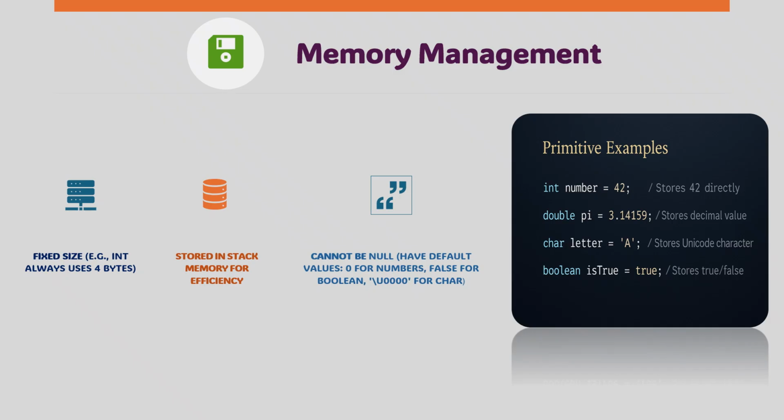So when we take a look at the memory management, it stores fixed size. For example, integer always uses 4 bytes. It stores in stack memory for efficiency. So this is what the primitive types do. They store the values in a stack, and they do that for memory efficiency. And over here it says that it cannot be null, which means that it must have a default value. For instance, 0 for numbers and false for boolean, or this particular encoding for character.